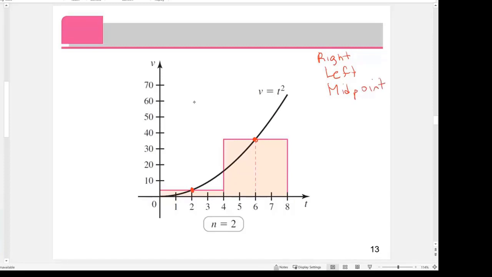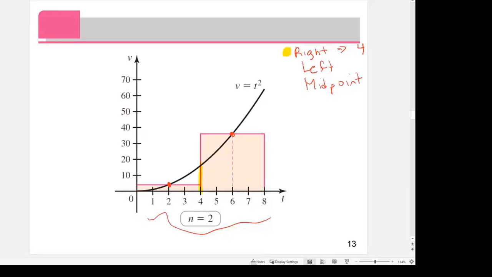We can see if we used the right-hand rule, then I would start at 4 because I have t equals 8, and I'm making 2 boxes, so each one has a width of 4. If I use the right-hand rule, I would start here at 4, and I would make a rectangle like that, and then 8 would be up here on the graph, and that would be my rectangle for 8. So you can see if I use the right-hand rule for this, I would have a lot of overage.